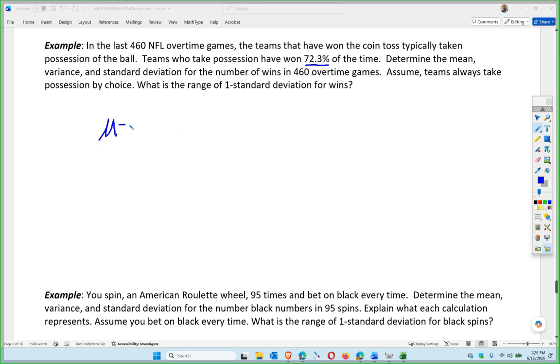So the mean is n times p, right? So number of games is 460. The probability is, I'm sorry, what am I doing? That's supposed to be a multiply. Times 0.723, right? So that's going to give me 332.58 wins, essentially, right?